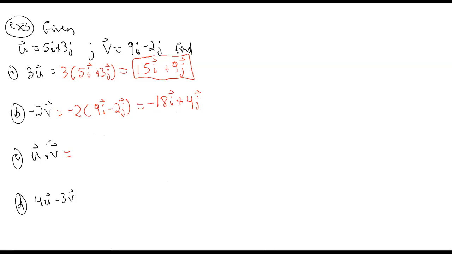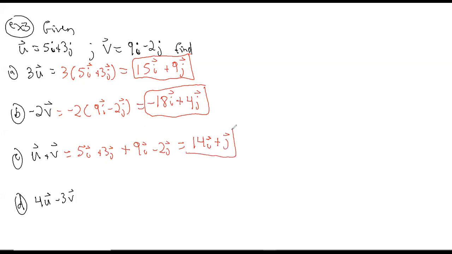All right, u plus v. So now we will need both of these vectors, and we're supposed to be adding them. So let's take the u, which is 5i plus 3j. So that's u. And then let's add the v, which is the 9i minus 2j. Combine your like terms. You can't combine an i with a j, but you can combine an i with an i. 5 plus 9 is 14, so that's a 14i. And then 3j minus 2j would be a plus 1j, but you don't really need to write the 1. So that's 14i plus j.